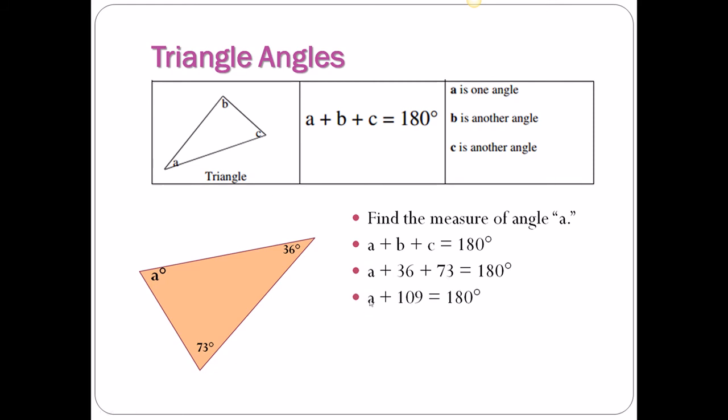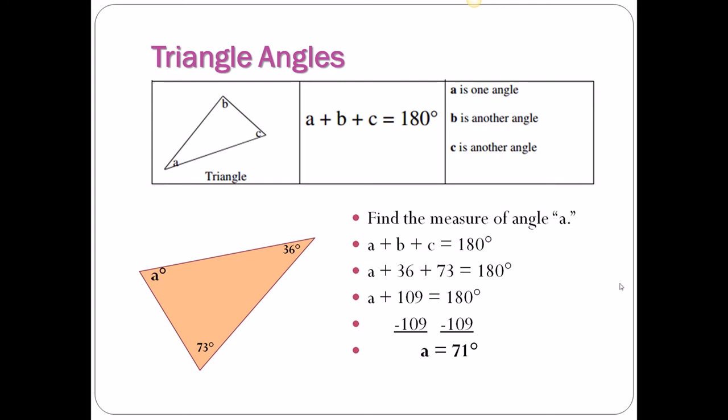Now my job is to get A alone because my job is to find the measure of angle A. So I'm going to subtract the 109 from this side, so that way A will be alone. But to keep the equation balanced, you subtract it also from the other side, from the 180. And 180 minus 109 is 71. And now you can check. If you put a 71 in here, and with your calculator did 71 plus 36 plus 73, it's going to equal 180. So you know you are correct. Ding, ding, ding, ding, ding. Way to go. Way to go, triangles. This is so much fun.